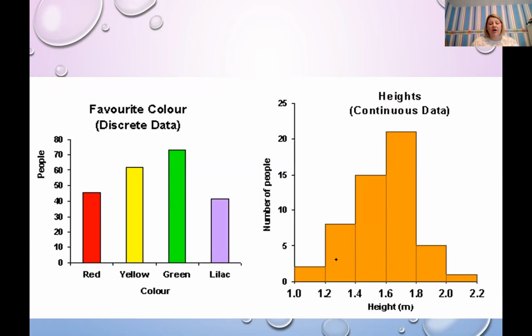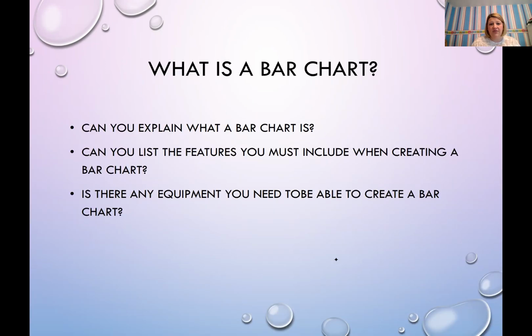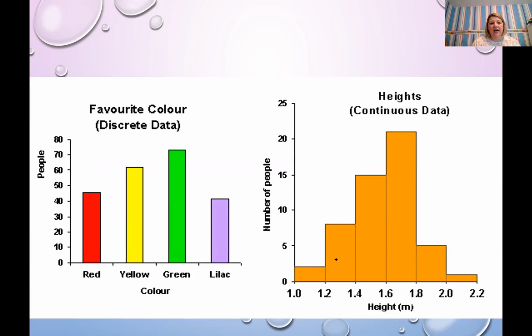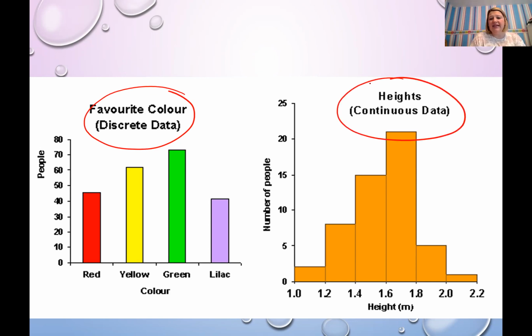So I've got two different sets of data here. I've got favorite color and I've got my heights as well. Now you can see that they are both bar charts. So I've got my bars on each. However, when I am demonstrating discrete data and when I'm doing continuous data, there are different rules. There are a lot of things that are the same. Both of them have a title, explaining what it is.